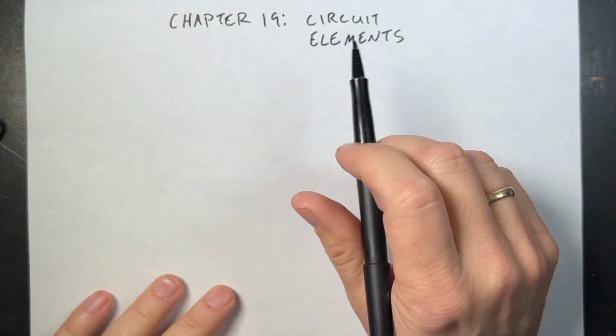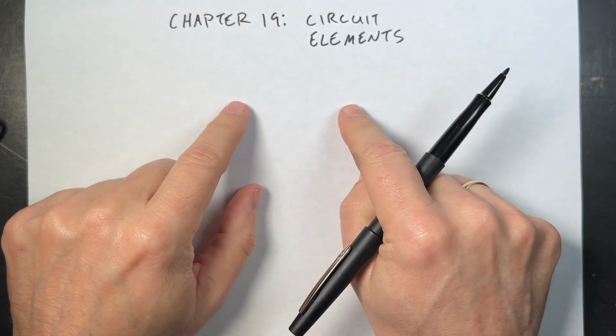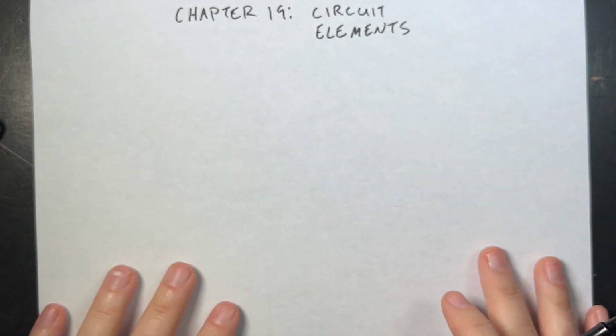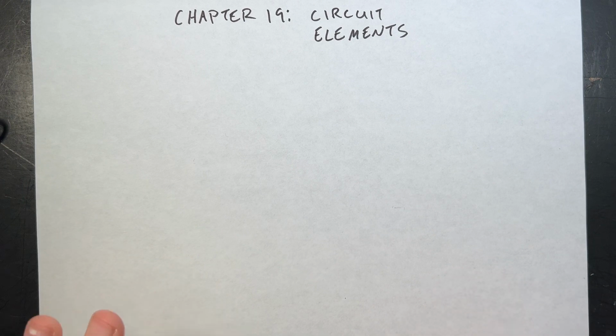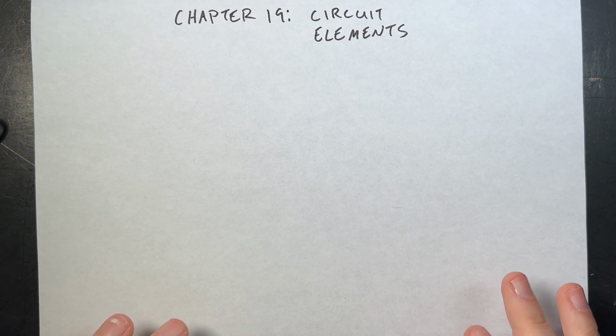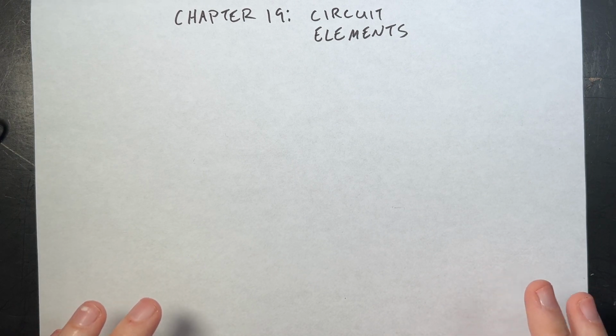Chapter 19, Circuit Elements. I am working through chapter summaries for Matter and Interactions by Chabay and Sherwood, a great book you should read. But this is just a summary, going over the key points. We're in Chapter 19, Electric Circuits.